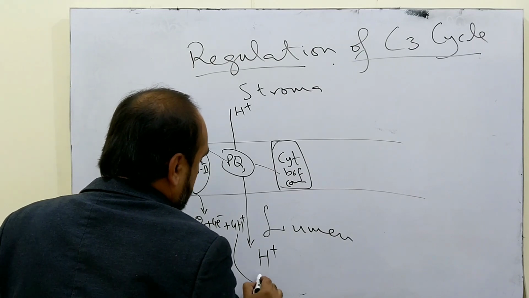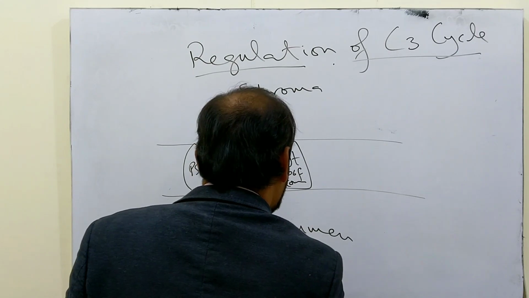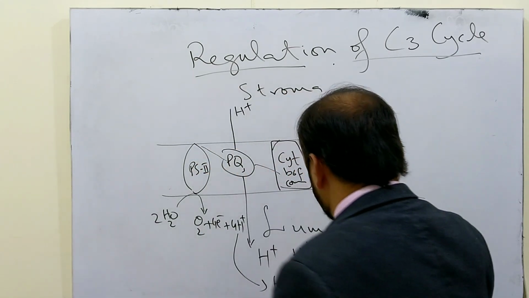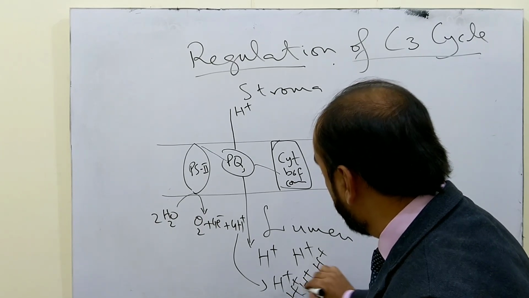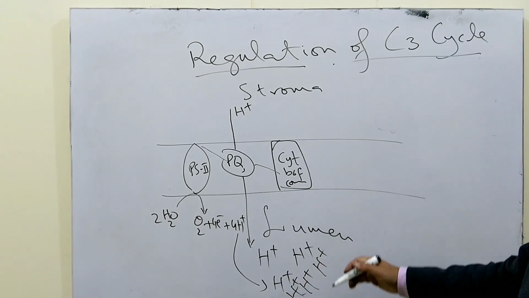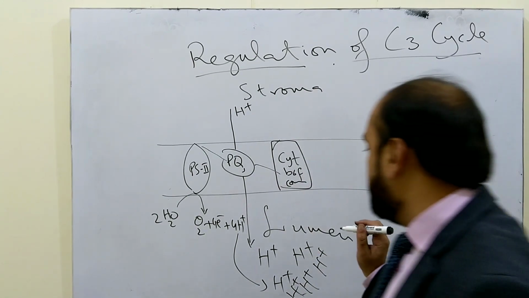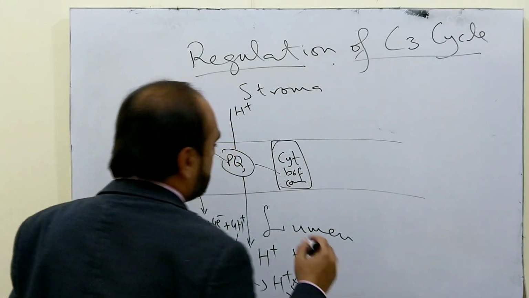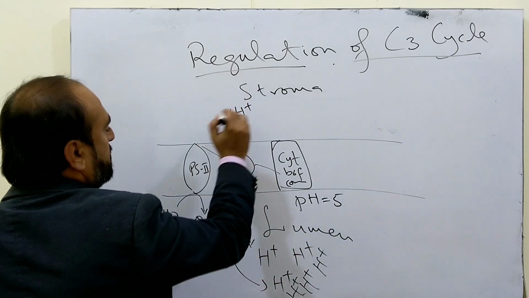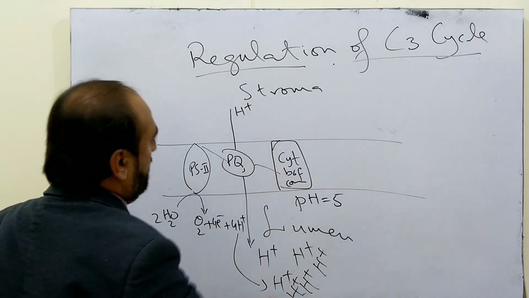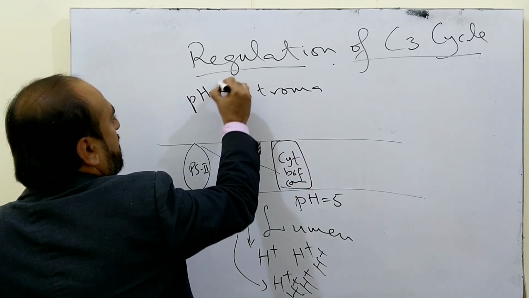So now there are two sources of protons, and a proton-motive force is developed which causes higher concentration of protons on the lumen side as compared to stromal side. It means that the pH of lumen is lower. So now the pH of lumen becomes 5, whereas the pH of stroma, when protons are pumped from stroma into the lumen, is equal to 8.